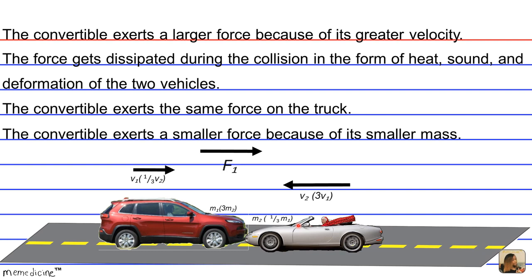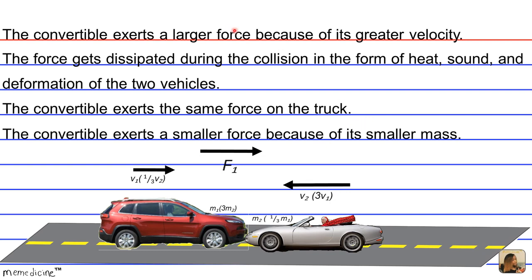All right, let's examine each of the answer choices. Now, whether the convertible exerts a smaller force because of its smaller mass can't be determined since its greater change in velocity, and therefore acceleration, offsets its smaller mass. Okay, so answer choice D can be eliminated.